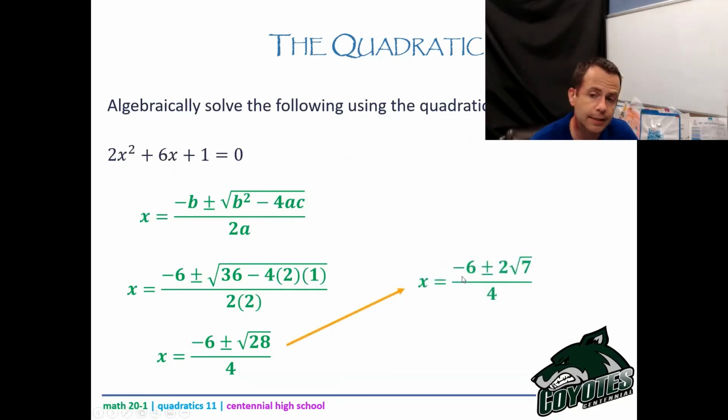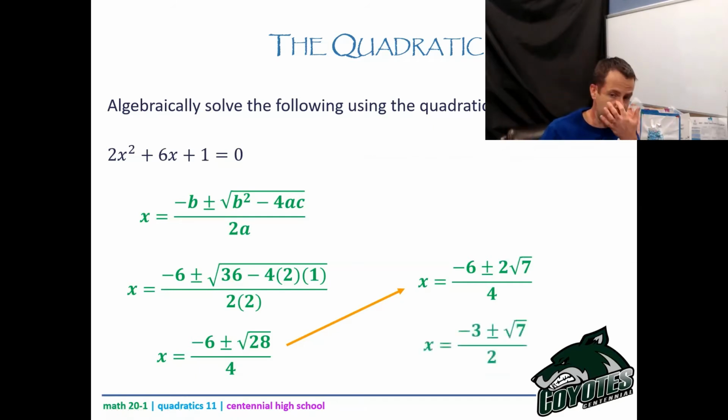And so now the last thing I can do here is I see a 6, a 2, and a 4. I can actually reduce that. All of those terms can be divided by 2. So I'm going to reduce that down to negative 3 plus or minus root 7 all over 2. This is the way you need to have answered the question, okay?